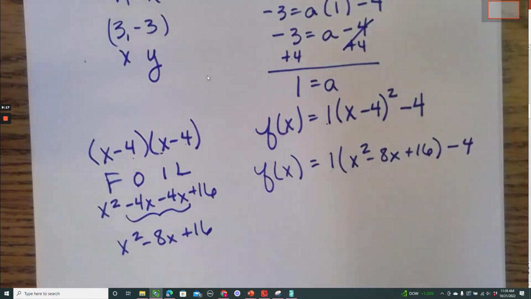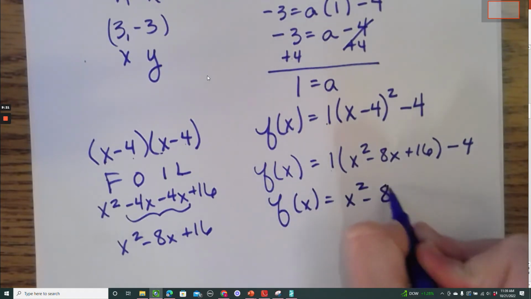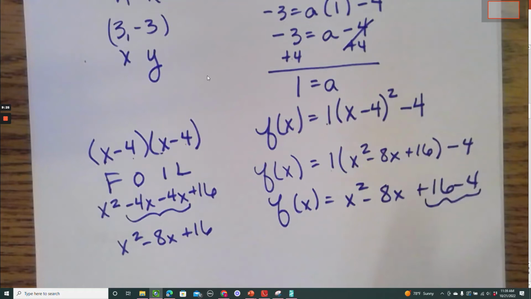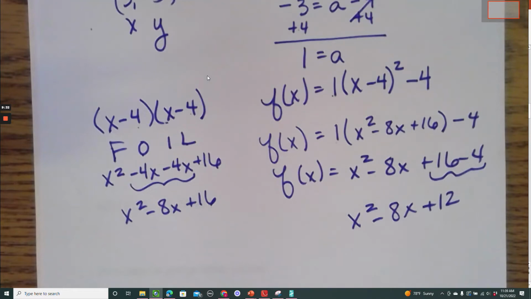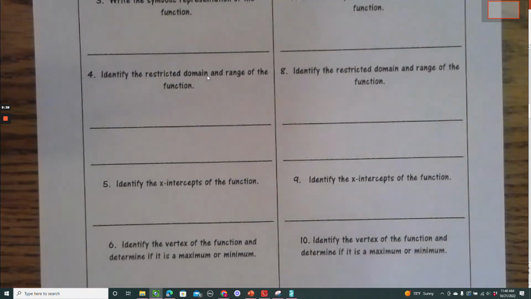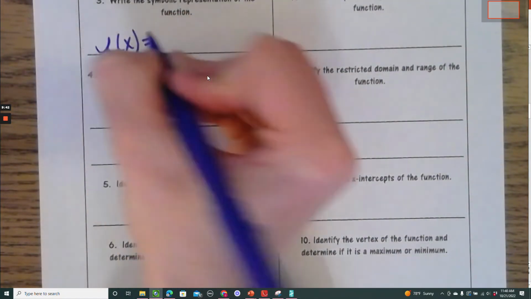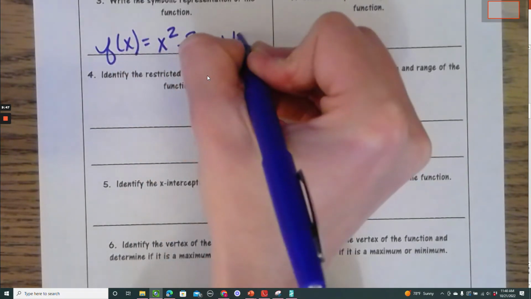1 times something doesn't change it, so I can rewrite it as x squared minus 8x plus 16 minus 4. Combine like terms. So x squared minus 8x plus 12. That is how you write a quadratic by hand. I teach that to freshmen, okay? So I am going to teach you an easier way. F of x equals x squared minus 8x plus 12.